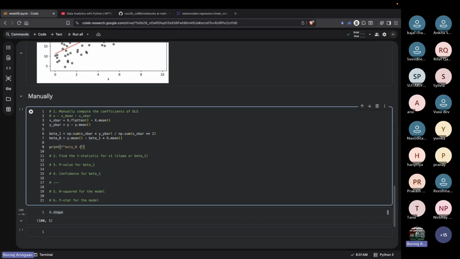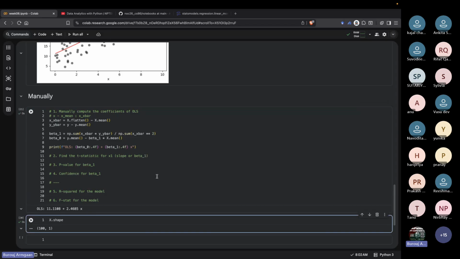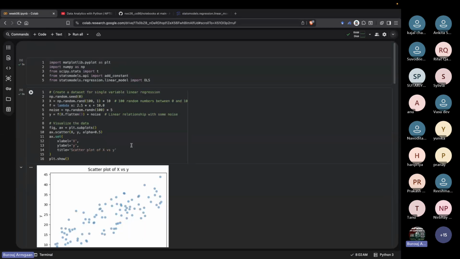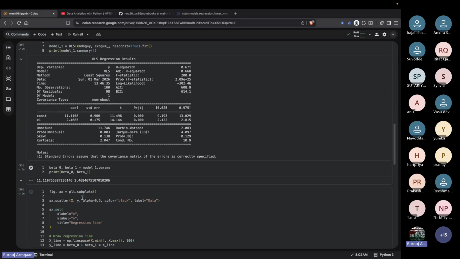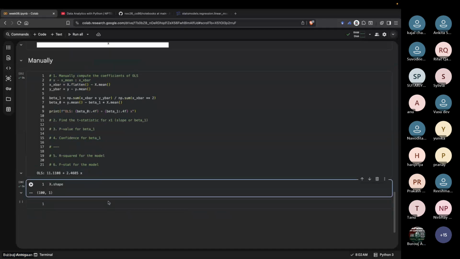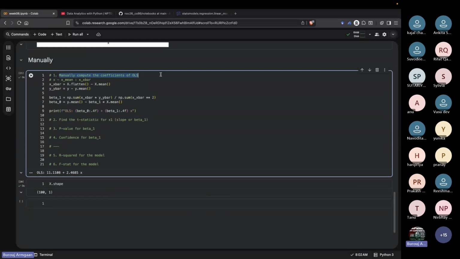Then we can print our OLS, which is equal to beta 0 plus beta 1 times x, or we can just write x. So 11 point this, 2.4685 times x. We got the same thing here, I believe. 11 point this, 2.4685 this. Okay, so we're getting the same thing. So this was the manual computation of the coefficients.